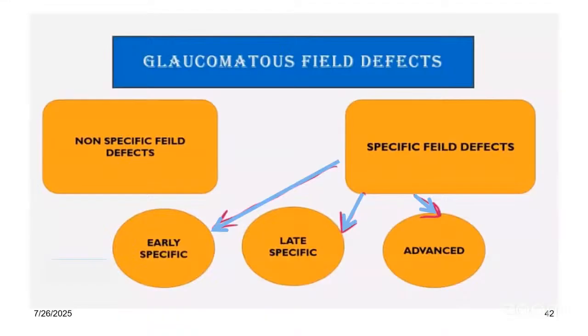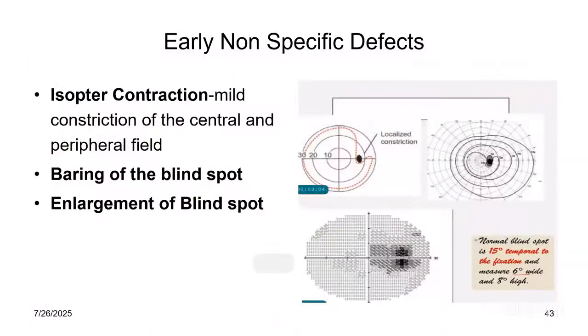Then these glaucomatous field defects can be classified into non-specific and specific field defects. For the specific field defects, we have the early, late, and then the advanced cases. So for early non-specific defects, we can see a subtle contraction, where there is contraction of both the central and the peripheral field. Then we have baring of the blind spot, which just simply means excluding the blind spot from the visual field. And then enlargement of the blind spot can also be seen.